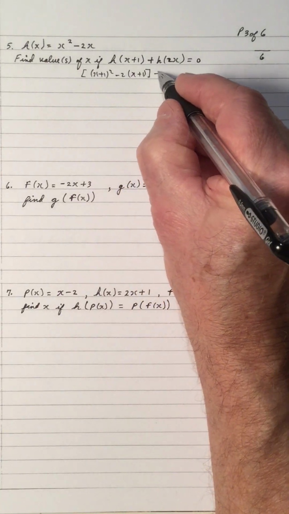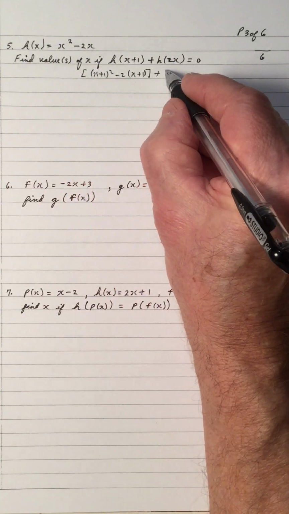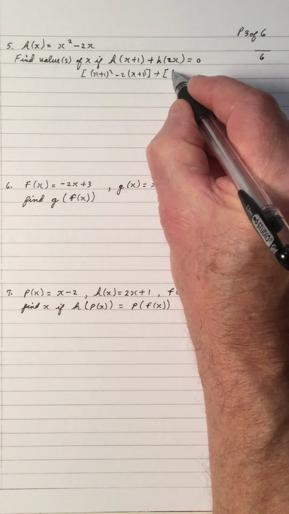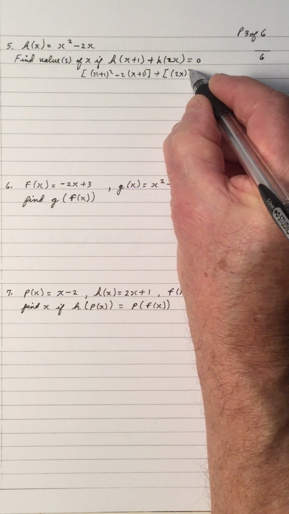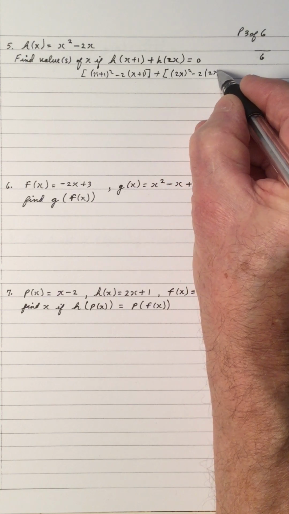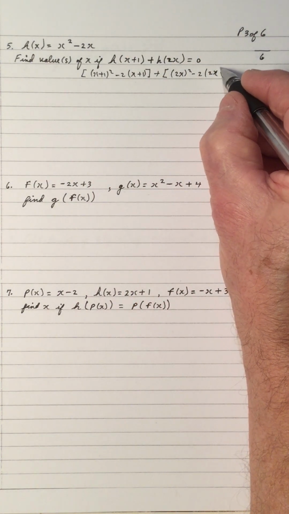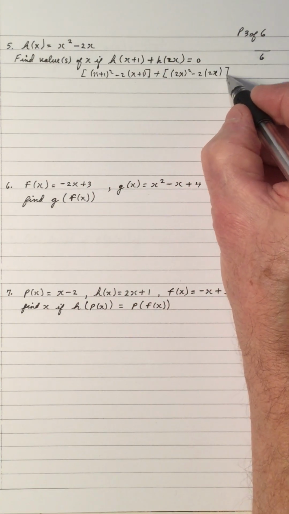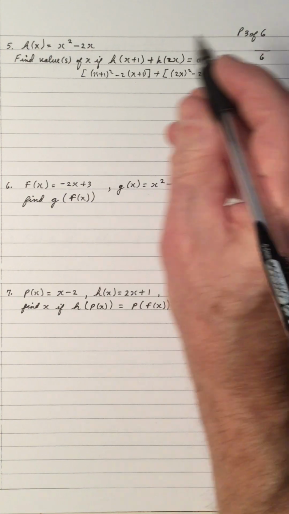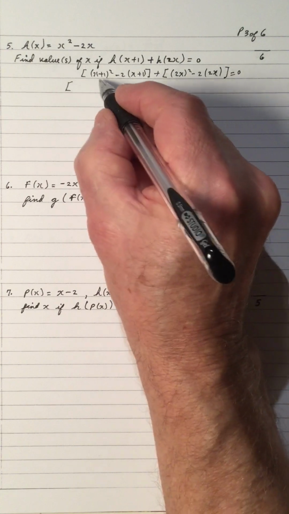And now we're going to do the h of 2x, so we're going to put 2x in both of these x's. So it's 2x being squared minus 2 times 2x, 2x is going in the place of x, equals 0.